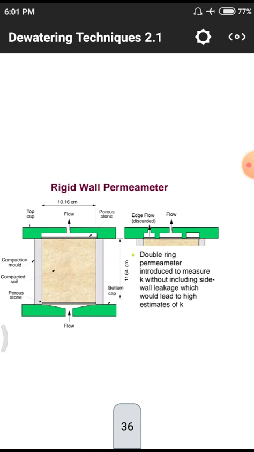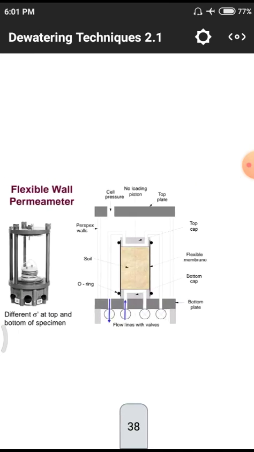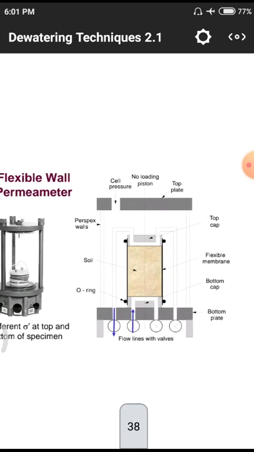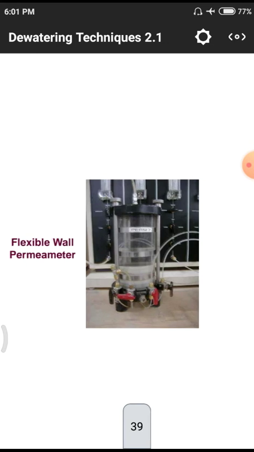This is the rigid wall parameter. Previously we had rigid wall parameters and flexible wall parameters. This is the rigid wall construction to control the entrainment of water. Next one, double ring operators. Flexible wall parameters: in this flexible wall parameter also we have this equipment pattern and others. This is the actual meter showing how to test these flexible wall parameters.